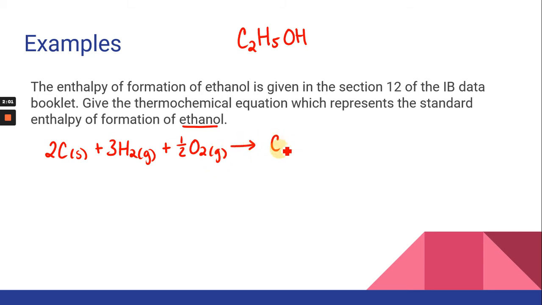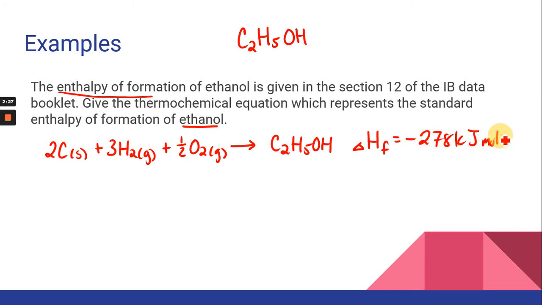Now if we add all of that together, we get exactly 1 mole of ethanol. So the enthalpy of formation means that you're forming 1 mole of that product, and then you have the elements in their standard states. If we look at section 12 of the data booklet, we know that the heat of formation for this is negative 278 kilojoules per mole. So that value is given to you. You're just writing out the reaction. So when it says give the thermochemical equation, that just means give the balanced reaction and then give the enthalpy value.